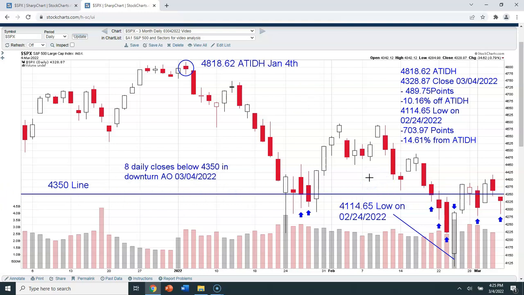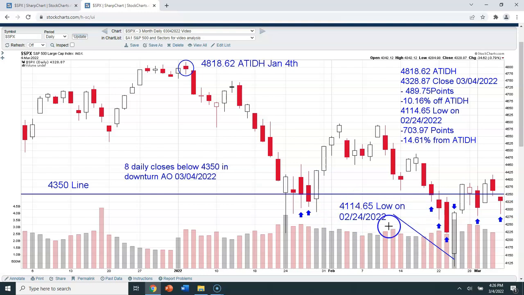Since we're looking at this on a daily basis, I want to point out that during this entire downturn, we've only had 8 daily closes, including today, Friday the 4th of March 2022, where we've closed below 4350. So we had these 2 right here back in January, and then we got back above that 4350 level, and then we've had 1, 2, 3, 4, 5, 6 more closes. So we've had a total of 8 daily closes below 4350 in this entire downturn.